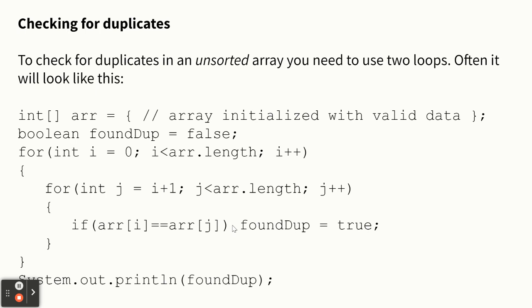So it's a loop inside of a loop, and if it ever finds one that's true, if it ever finds a duplicate, then it sets the variable to true, and then at the end, we just print true or false. Questions?